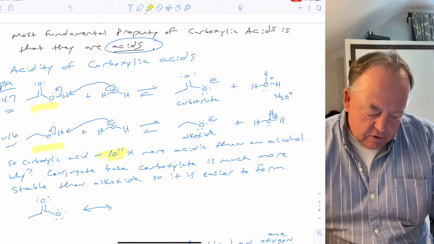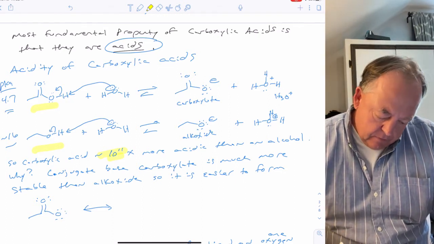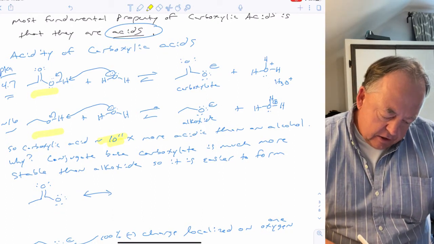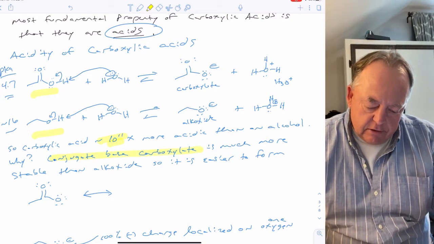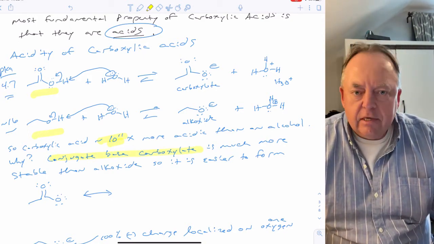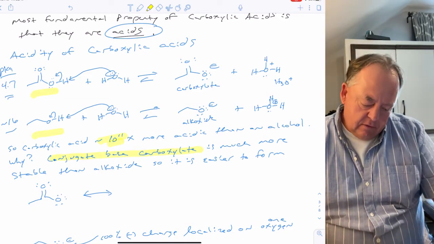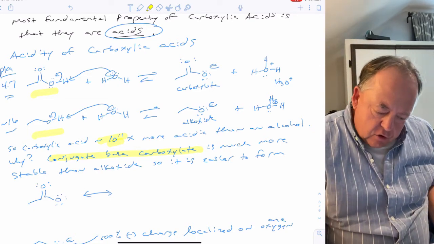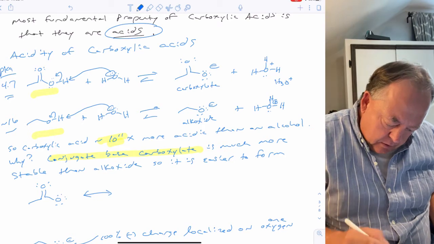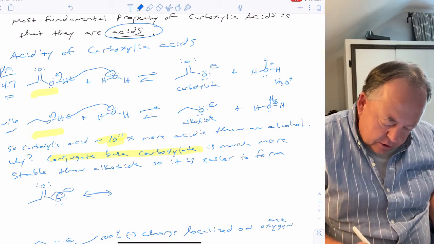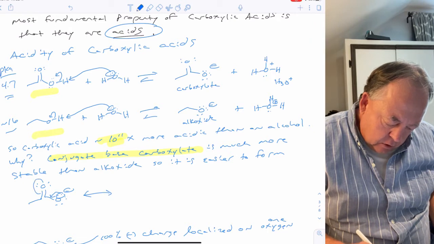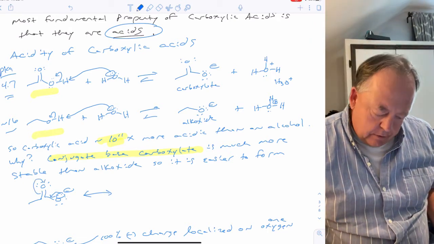So why are they so much more acidic than alcohols? Because the conjugate base carboxylate is a lot more stable than the alkoxide is. If it's more stable, then it's easier to form. So why is the carboxylate so much more stable? Well, this negative charge on oxygen, you can draw a resonance structure, right? You can delocalize the negative charge into the carbon-oxygen double bond.